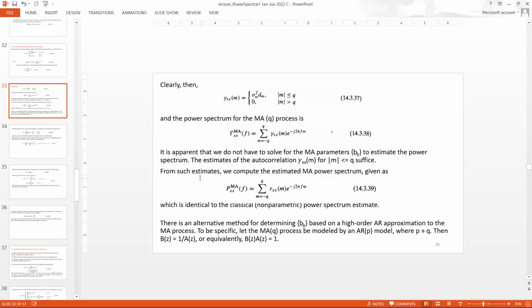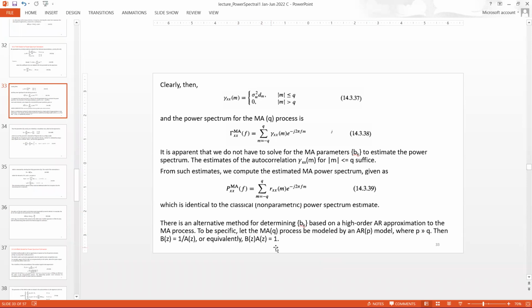But for further estimates or accurate estimates, we can use this one. We compute the estimates of MA power spectrum as given by this one, which is identical to the classical non-parametric power spectrum estimates. এখন আমাদেরকে বললো যে there is an alternative method for BK based on higher order AR approximation to MA process.